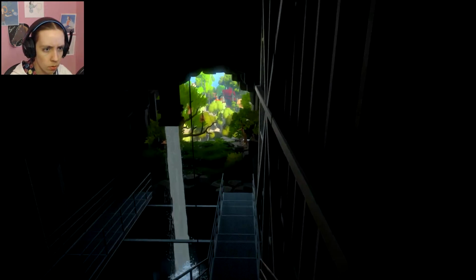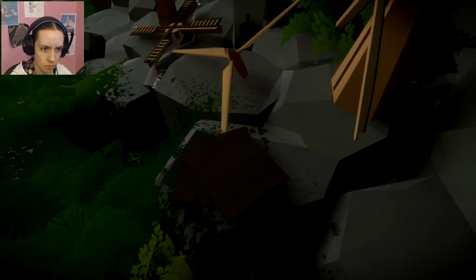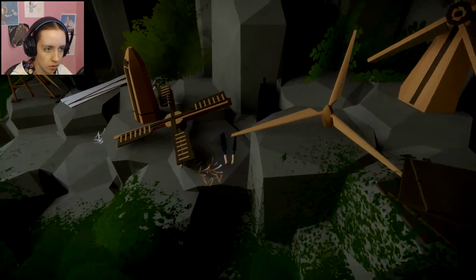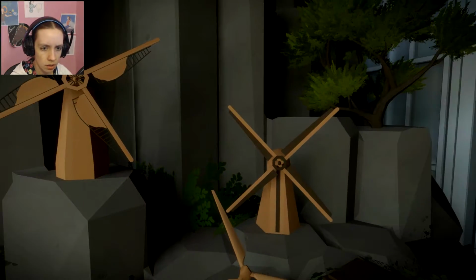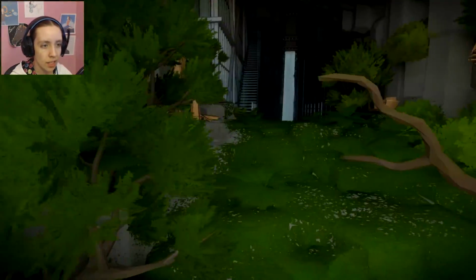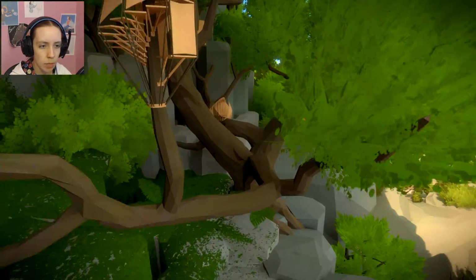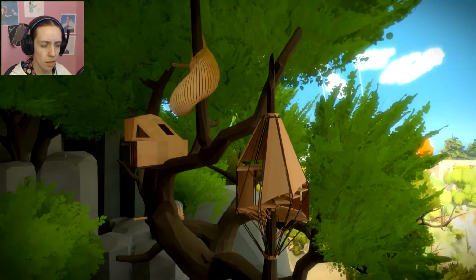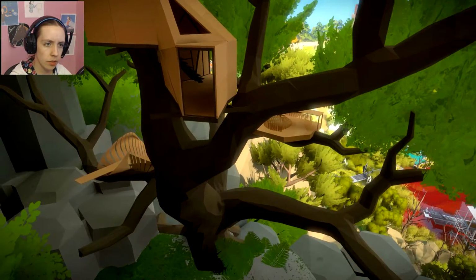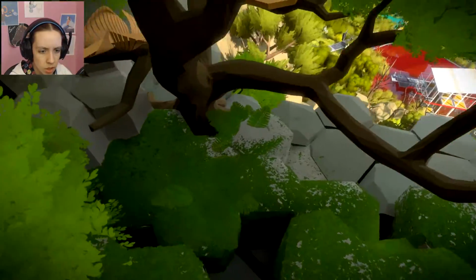Onward. Oh, what? What is this? Ooh, what is this? Oh, the windmills. Oh, this is lovely. Oh gosh, this is lovely. Okay. How have I never seen this? I feel like I've never actually seen this. How have I not? Oh, it's a model of the, wow. It's a model of the tree houses. Whoa, that's lovely. That is genuinely lovely.